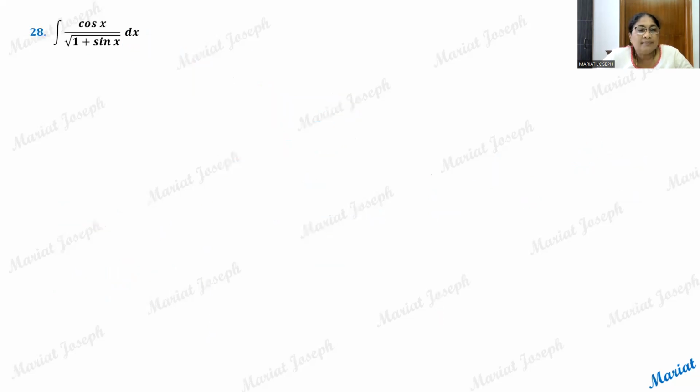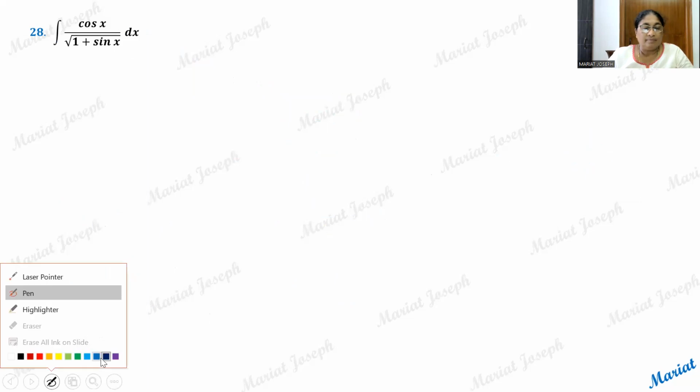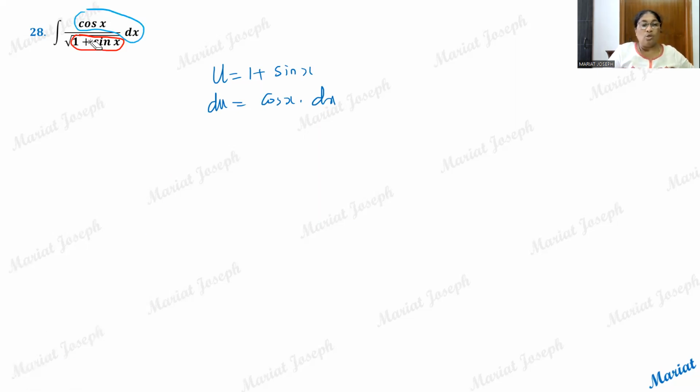Question 28. Here, inside the under root 1 plus sin x, you take a substitution. U equal to 1 plus sin x. Du equals, because the derivative of 1 is 0, 0 plus cos x; sin x's derivative is cos x. And notice that we are given cos x into dx there, no? So that is du.